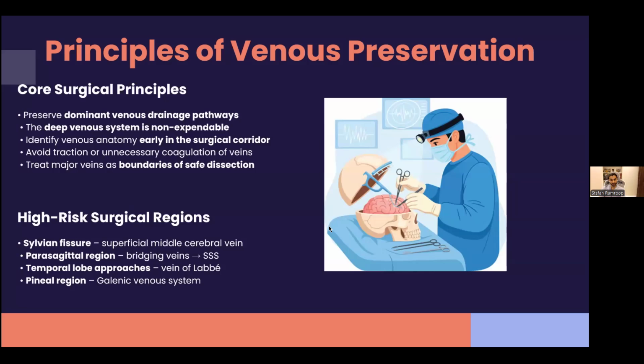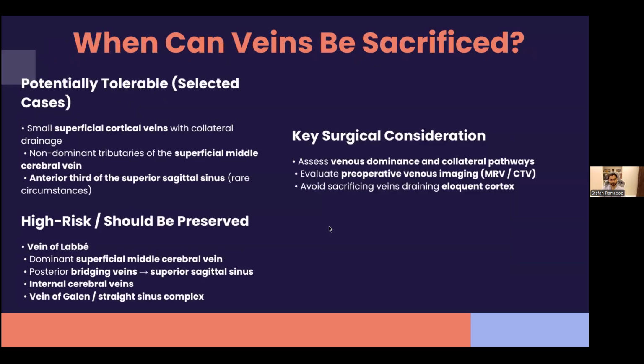The high-risk surgical regions that we want to look at would be the sylvian fissure, your parasagittal region, your temporal lobe approaches, as well as your pineal region. So often, a big question is whether a vein can be sacrificed or not. In general, smaller superficial cortical veins may occasionally be sacrificed if adequate collateral drainage exists. Similarly, if you have some non-dominant tributaries of the superficial middle cerebral vein, coagulation of them can be tolerated.